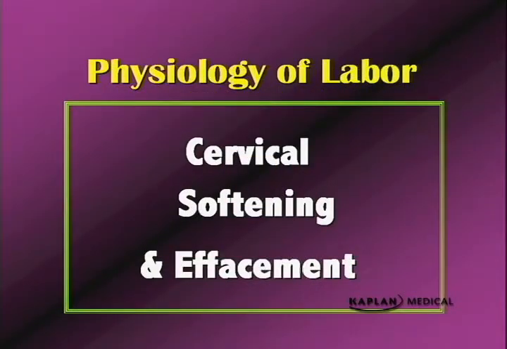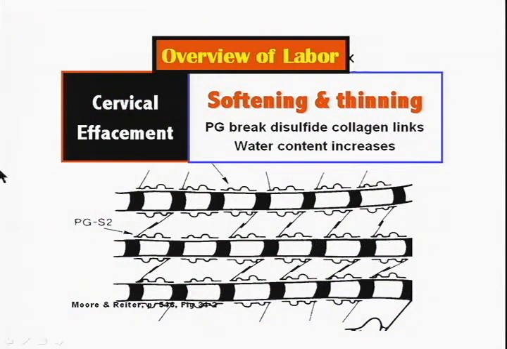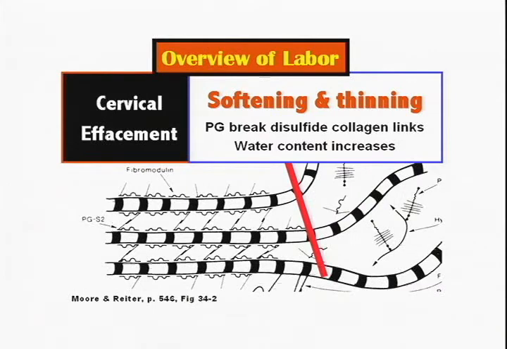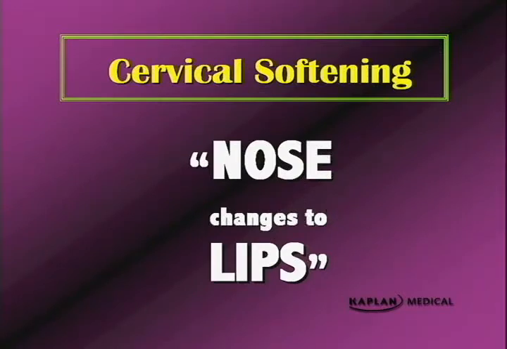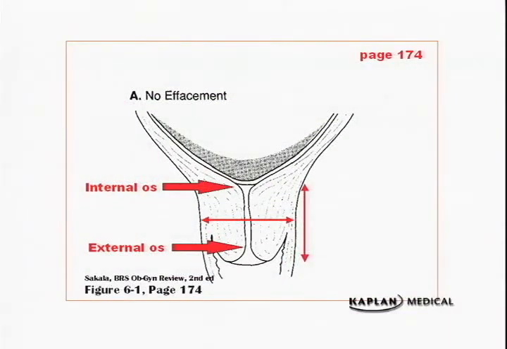The initial part of preparation for delivery is cervical softening and effacement. What happens is these collagen fibers, which are linked by these disulfide linkages, those disulfide linkages break and water comes in between, and instead of being firm and hard, it becomes soft. One way that I like to describe this is the cervix changes from feeling like your nose, which is firm and long, to your lips, which are soft and thin. This is a process of effacement.